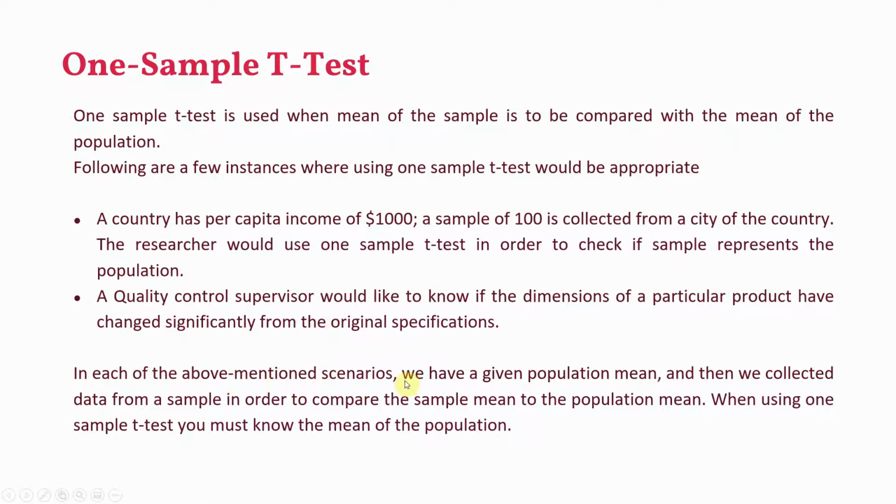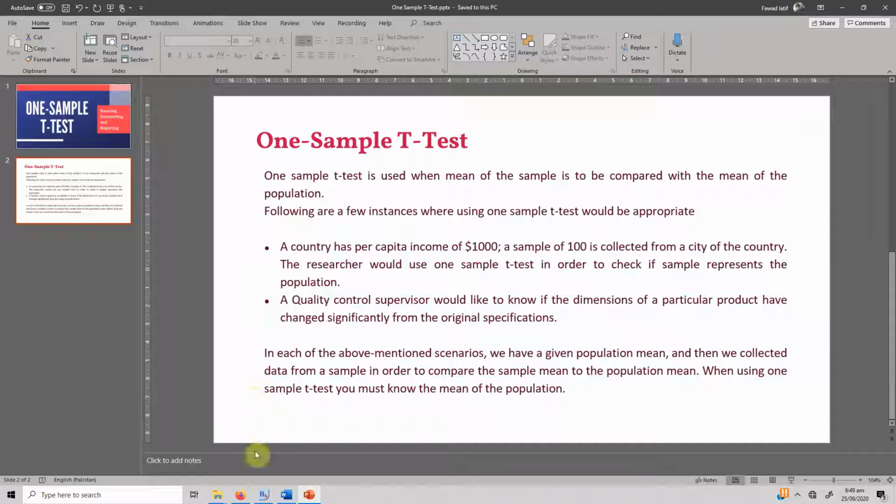In each of the above mentioned scenarios, we have a given population mean. In this case, this is $1,000, and in the second case, it will be the original specification for the product. Then the data is collected from the sample, and the sample data is compared to the population mean. When using a one sample t-test, you must know the mean of the population, which is called the test value. And we'll use Blue Sky Statistics to run the one sample t-test.